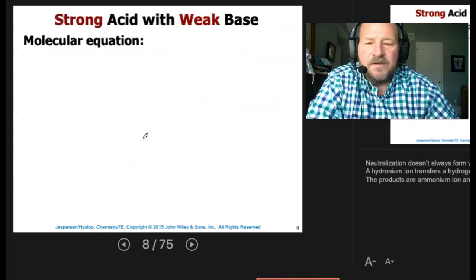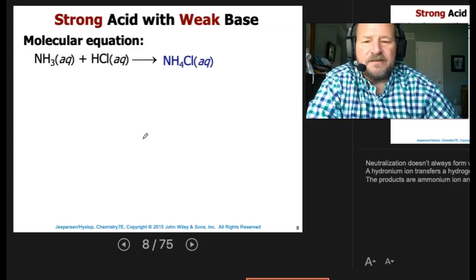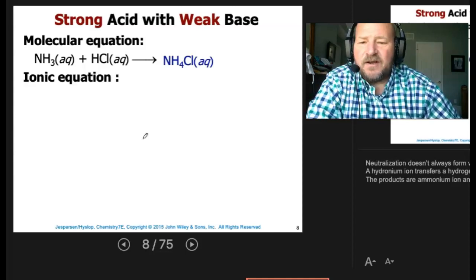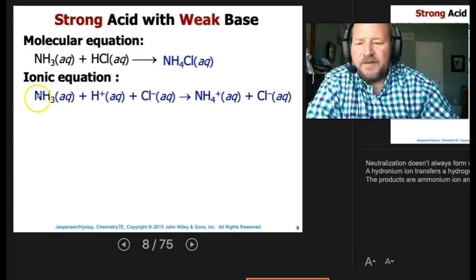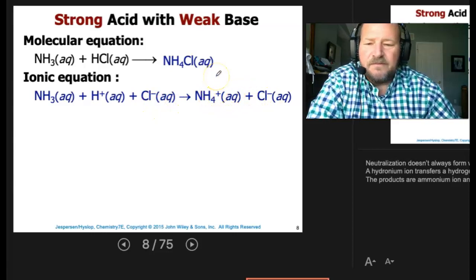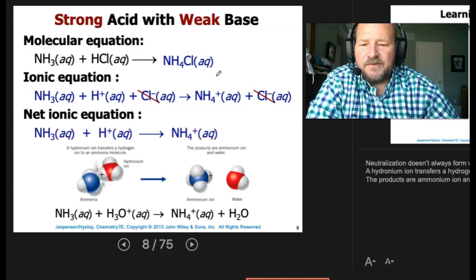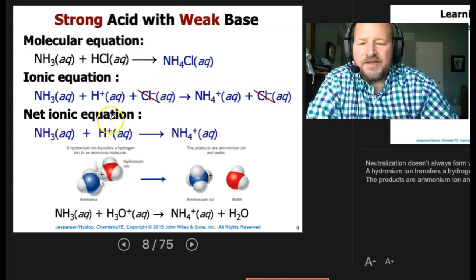All right, so strong acid with a weak base. Here we have our weak base ammonia plus a strong acid. It's going to make ammonium chloride aqueous. So our ionic equation here, we're going to take ammonia plus an H plus and a Cl minus, and then we're going to make a salt, right? Your net ionic equation, we have the chlorides going out of solution, which will leave us ammonia plus the H plus will give us the NH4, the ammonium.